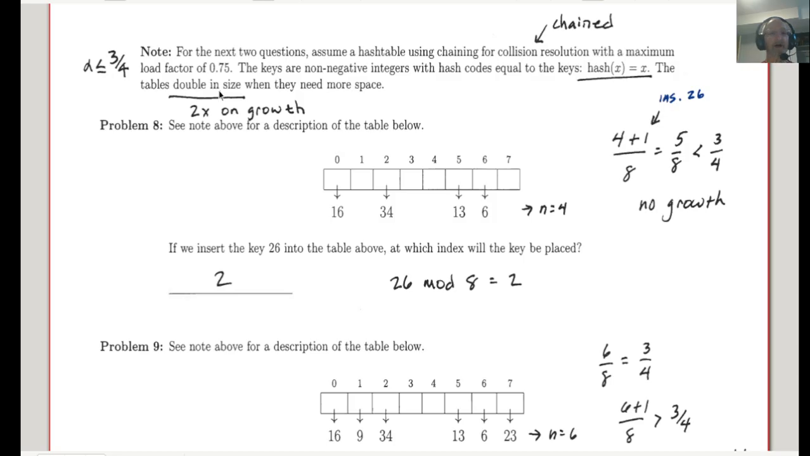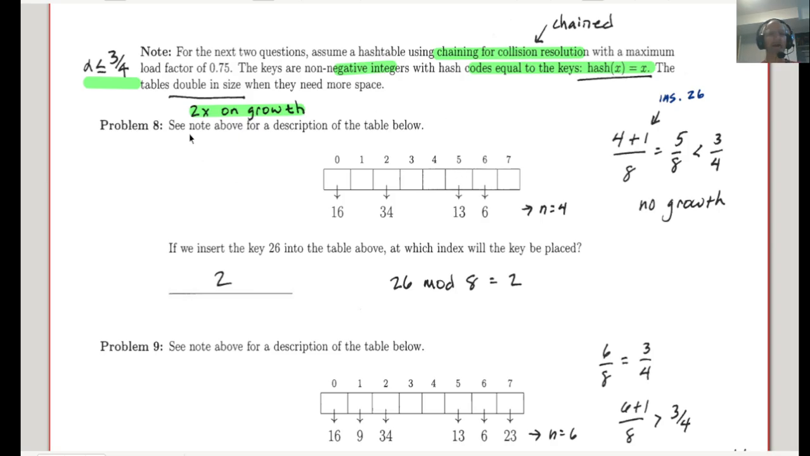Problems 8 and 9, I think that's all, work with hash tables that use chaining for collision resolution. They have a maximum load factor alpha of 0.75, which is 3/4. Keys are non-negative integers. Hash codes are equal to the key value. Tables double in size when they need more space.